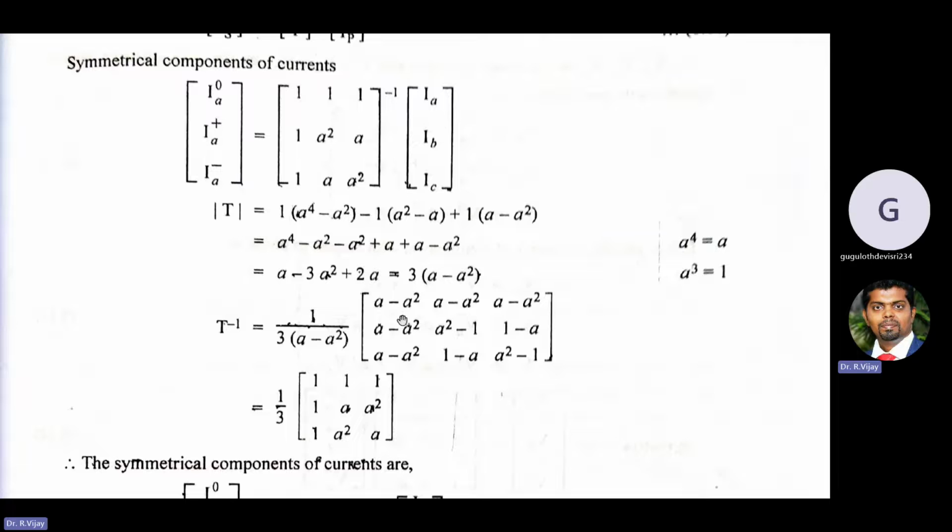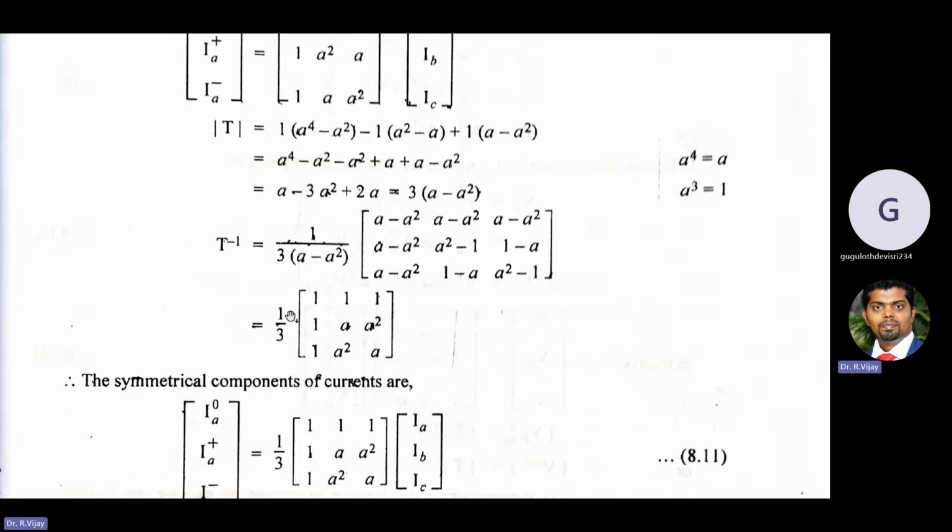So just substitute: A minus A squared divided by A minus A squared becomes 1. Similarly for all, you need to substitute here, and taking the 1 by 3 outside, just simplify and you will get the matrix like this: 1, 1, 1, 1, A squared, 1, A squared, A. This is the T inverse matrix.